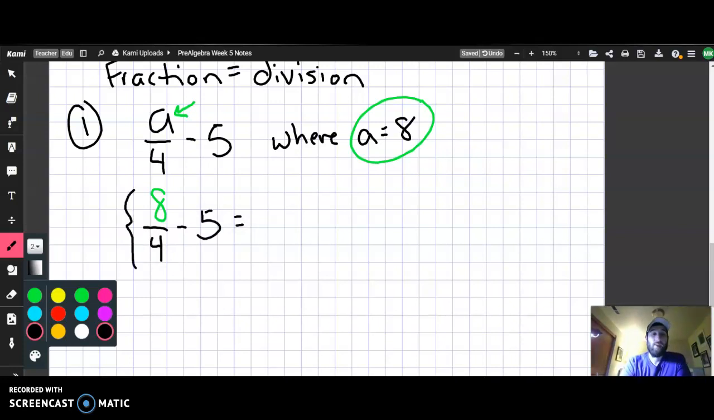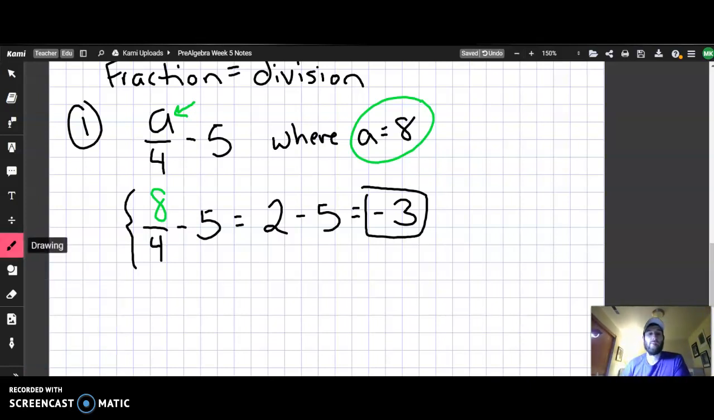Simplify that fraction means to divide, so it's 8 divided by 4. Plug it into a calculator, use mental math. 8 divided by 4 is 2. Finish off writing our equation, so we're able to write the minus 5. 2 minus 5 is negative 3. We're losing more than we have. We have 2, we lose 5, we owe 3 still. So let's take a look at the next problem then.